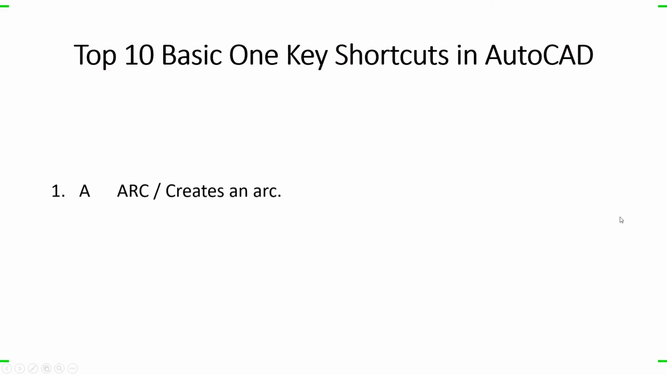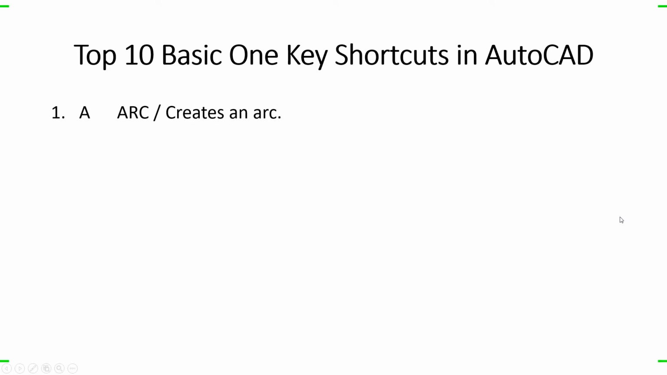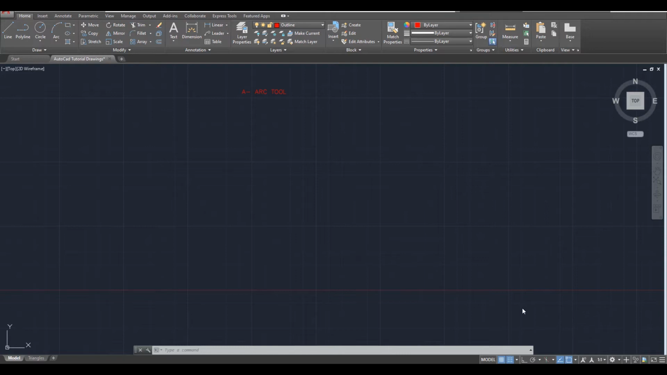So, let us start with A for the arc tool. As the name suggests, the arc tool is used to simply create arcs in CAD. Let's look at how we can do this. Now that we're in AutoCAD, let us look at the arc tool. The arc tool can be activated by simply going to the command line and typing A, then hitting enter. That will bring up the arc tool.